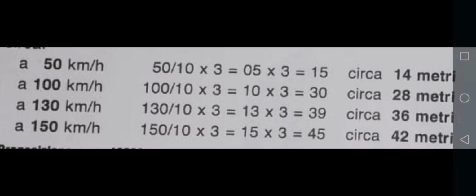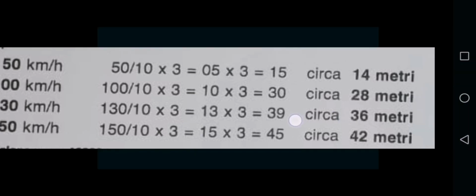50, 14. If you are running 100, you go for 28. If you are running at 130, 36. And if you are running at 150, you keep 42 meters between you and the vehicle at your front.